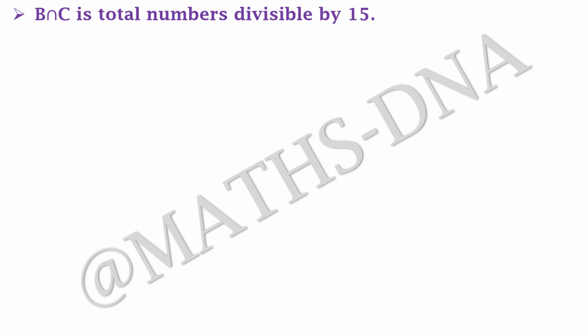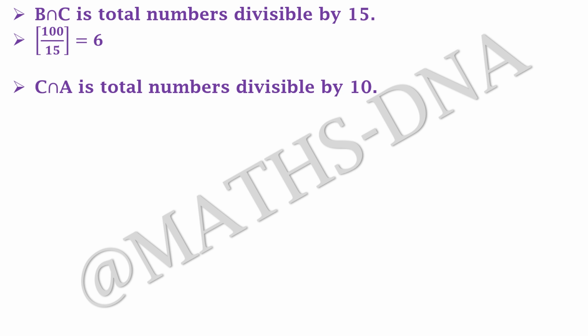Similarly, we will have the numbers that are divisible by 3 and 5. Now that will have LCM 15 and we need to remove that too. So it will be 100 upon 15, that is equal to 6. Again, that is B intersection C. Now here the total numbers that will be divisible by 10, that is 2 and 5 both, that will be 100 upon 10 and that is equal to 10. That is C intersection A.